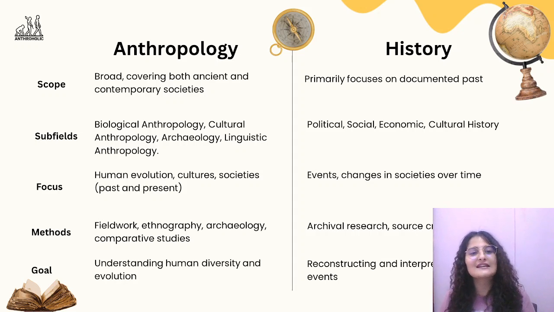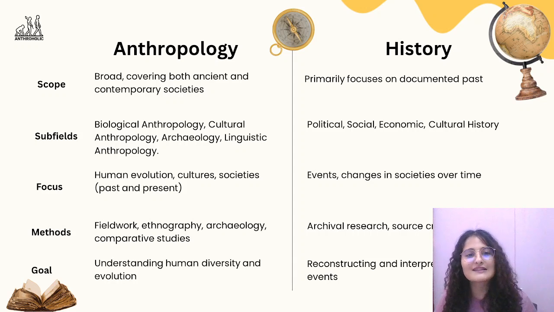So in scope, we can say that anthropology is very broad compared to history, whose focus is on the documented past. In subfields, we've seen that anthropology has biological, cultural, archaeological and linguistic, whereas history has political, social, economic and cultural. In terms of focus, the focus of anthropology is on both past and present. So it will talk about evolution, about cultures, about societies in the past as well as now. History is going to talk about the changes in society over time, the events that have happened over time and how they have caused a change over time.